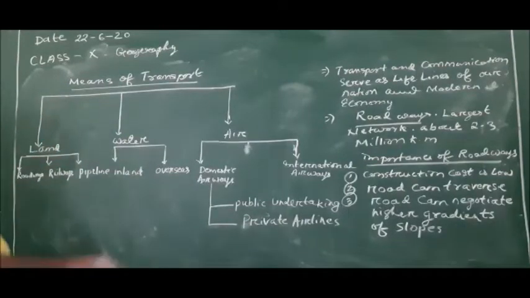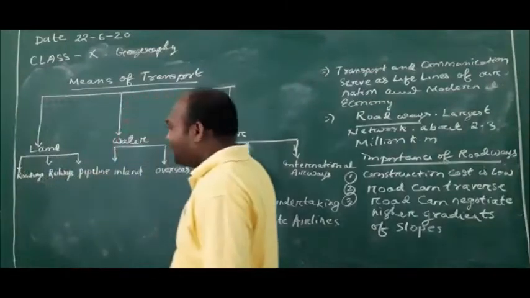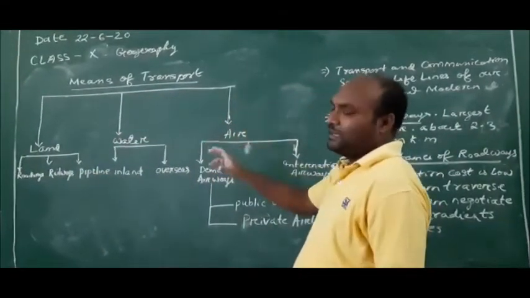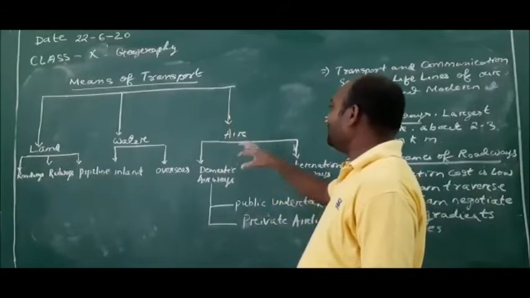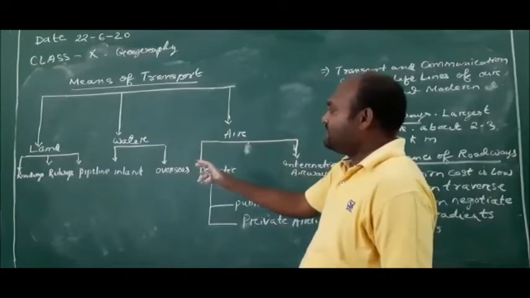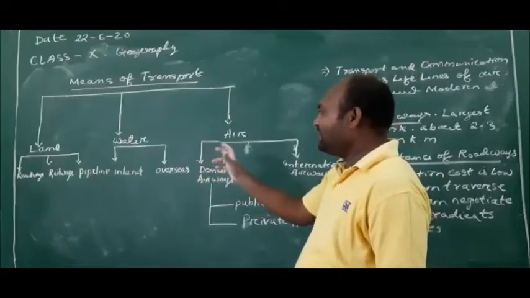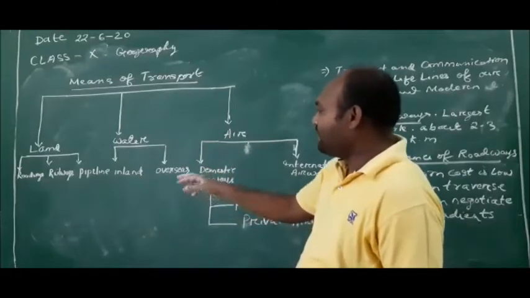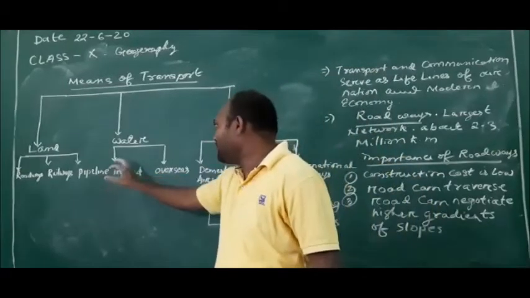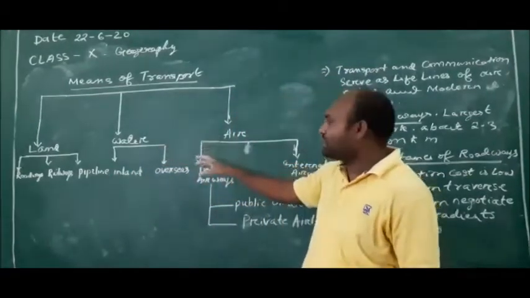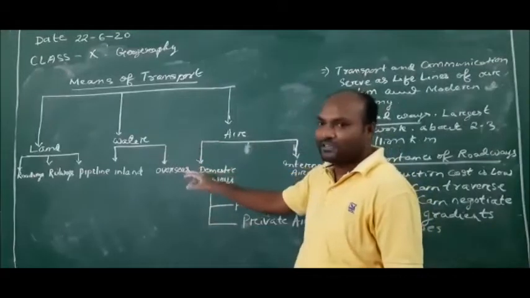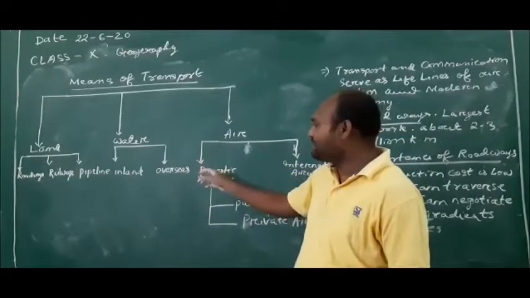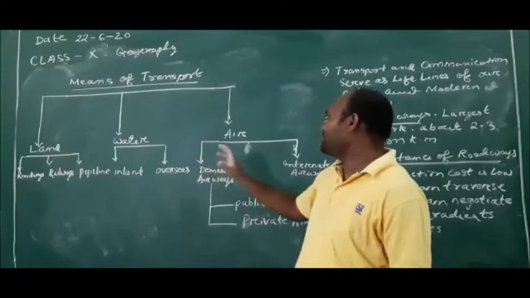The means of transportation activities are being divided into the following categories. You can see the three divisions here: landways, waterways and airways. Here the landways are being divided into three categories: the roadways, the railways as well as the pipeline services. The second one is waterways. The waterways have been divided into two categories. The first one is inland ways and the second one is overseas.